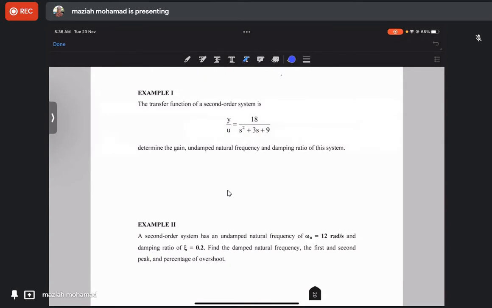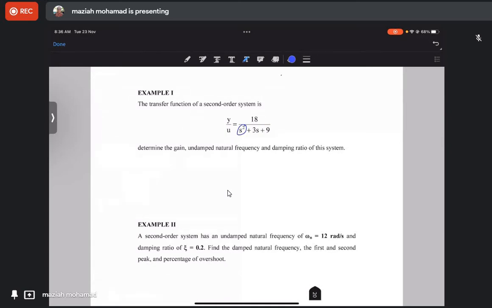All right, so the first one here is a very simple one. This is how we determine the values k, zeta, and omega n from a transfer function. Given a transfer function of second order, we know it is second order because the order of the denominator is s squared.